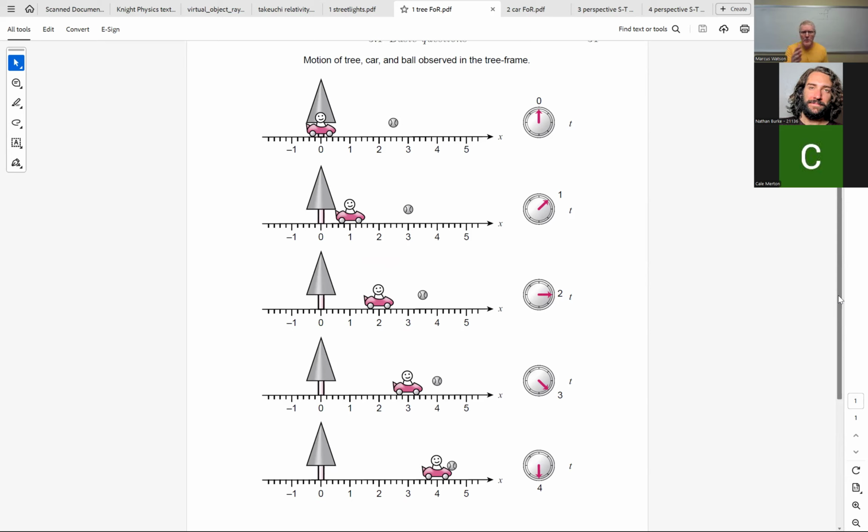And so you'd say, all right, well, at time 0, the tree and the car are lined up and the baseball is at about 2.5 meters away. By time 2, you can see the car has moved 2 meters, and by time 4, the car has moved 4 meters, so the car must be moving 1 meter per second, and the baseball is moving 0.5 meter per second, and so the car eventually catches up to the baseball.